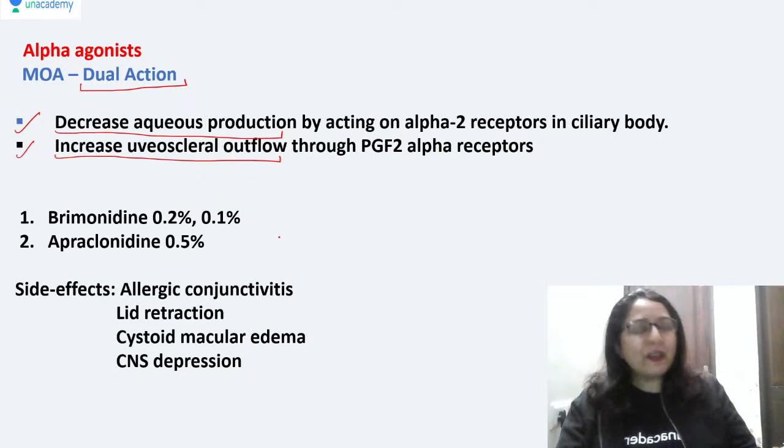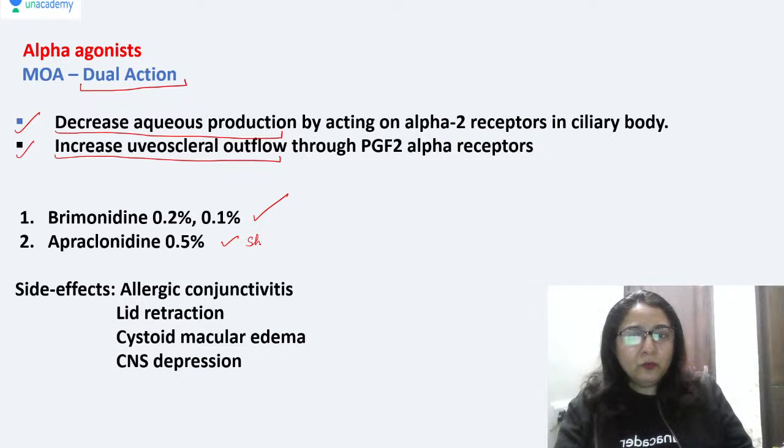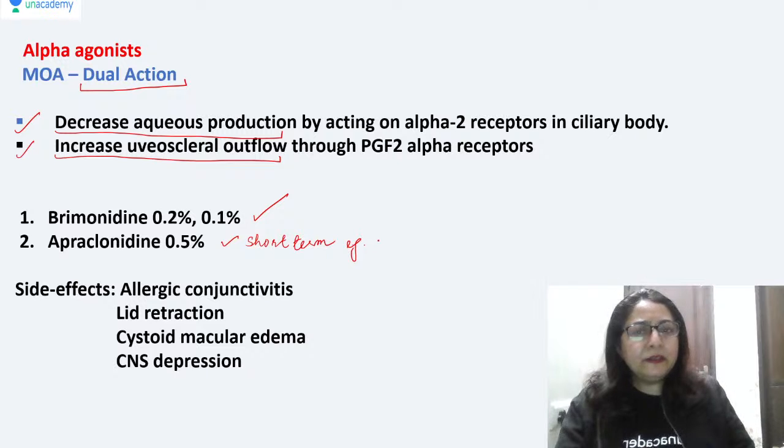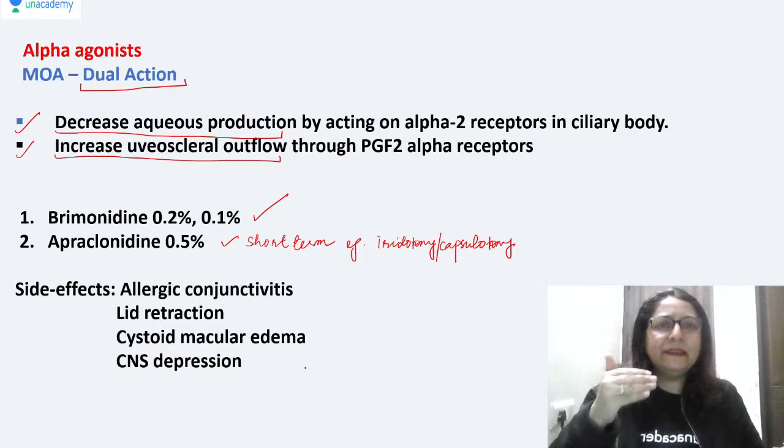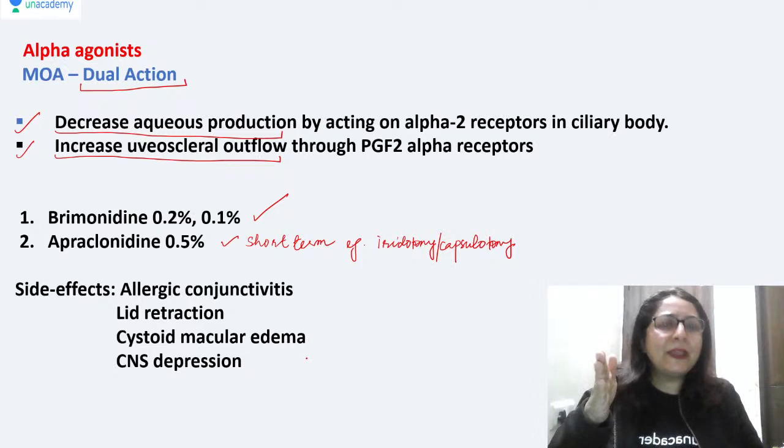Okay, what are the drugs which are being used clinically as alpha agonist for anti-glaucoma purpose? One is your brimonidine, which is available in 0.2% as well as in 0.1% concentration. The second one is your apraclonidine. Okay, now out of this, apraclonidine is used only for short term. Okay, for example, you did iridotomy or you did capsulotomy and you want to prevent the sudden rise of pressure, because when you are doing these laser procedures, iridotomy or laser capsulotomy, sometimes there can be a sudden spike of intraocular pressure.